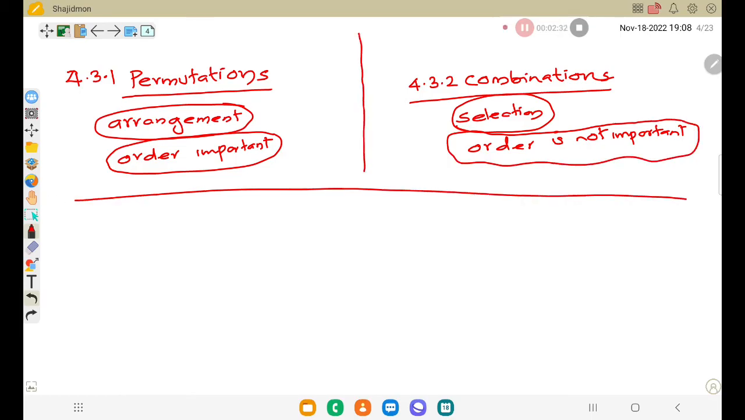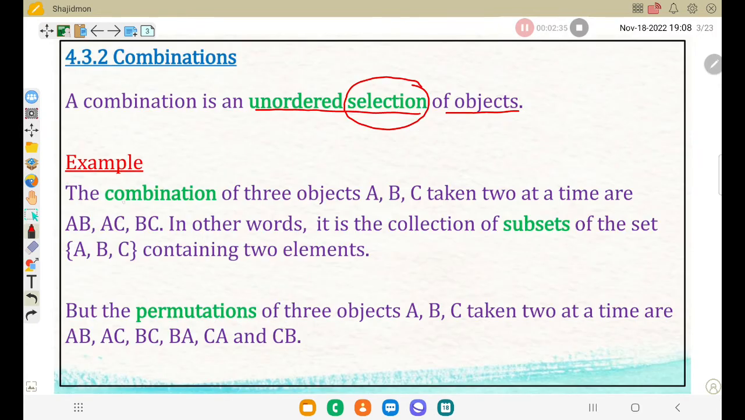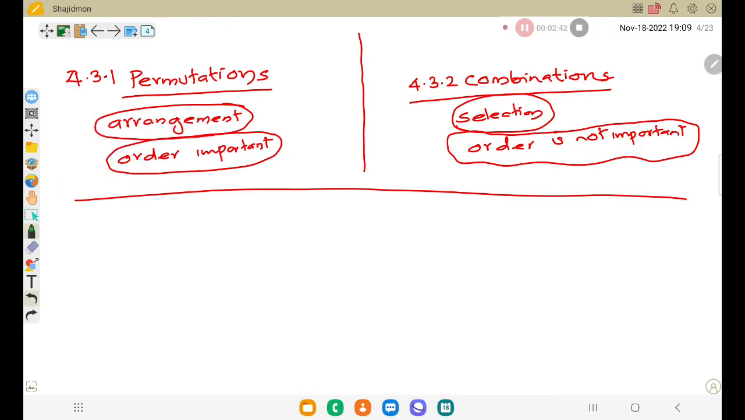Let's see one example here. For example, the combination of three objects A, B and C. I have three objects: the first is A, the second is B and the third is C. Now, what is the combination of these three objects taking two at a time? For example, I want to choose two objects at a time. How many combinations can I form? And if I am arranging the objects in an order, how many permutations can I form? That is the idea we are studying here.